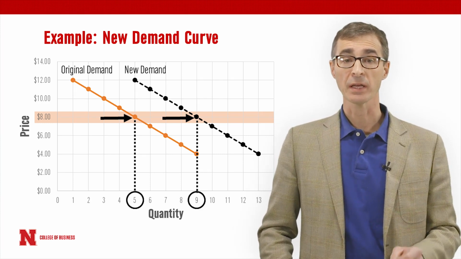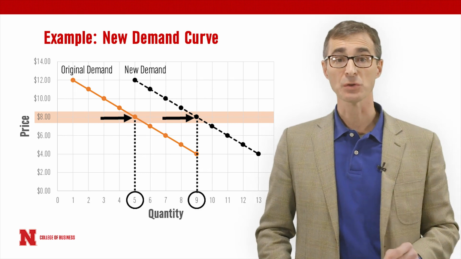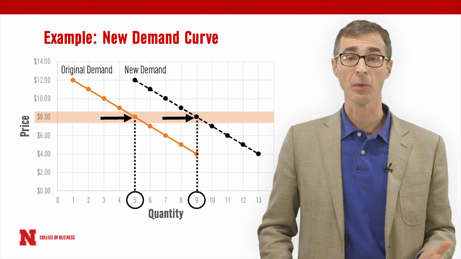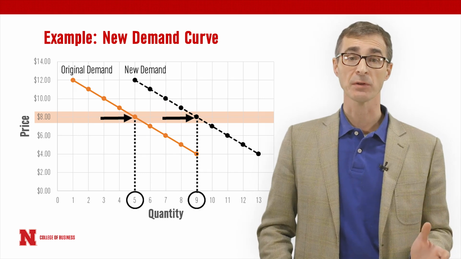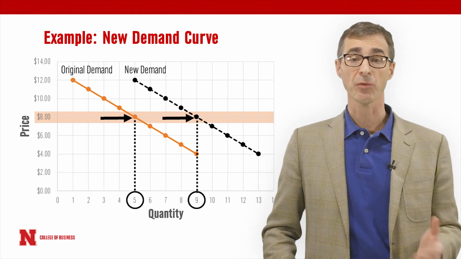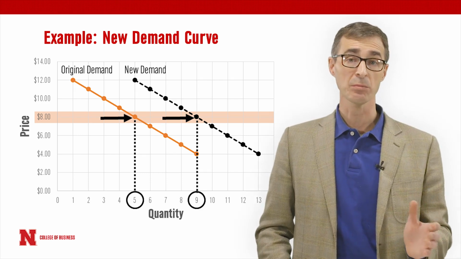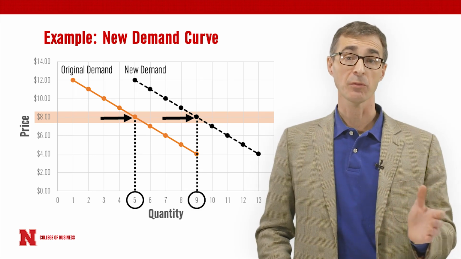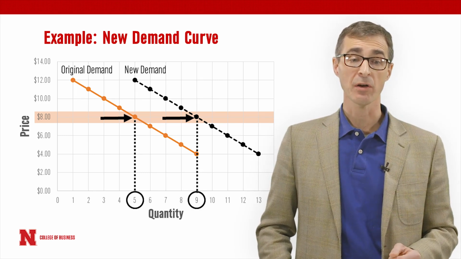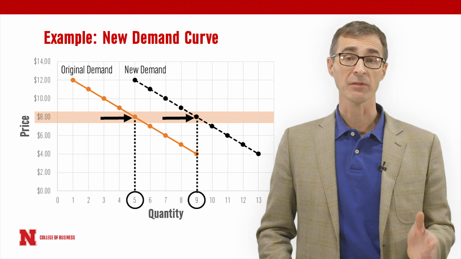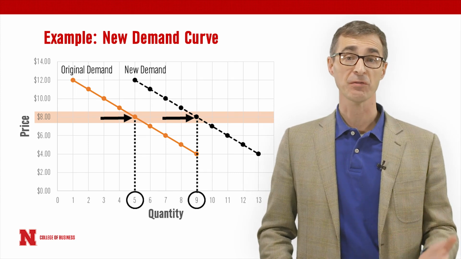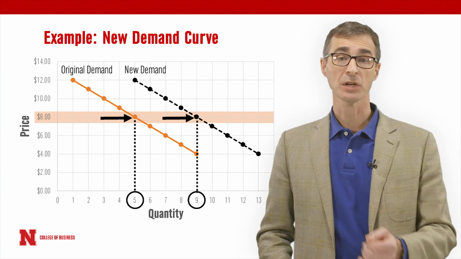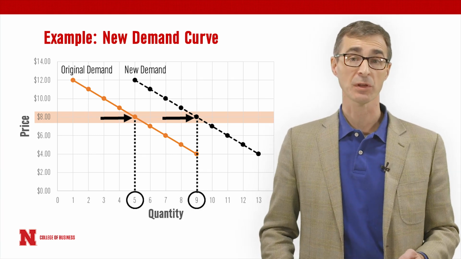What this looks like is a shift to the right of our demand curve. The original demand curve is illustrated here in orange. The new demand curve is illustrated in black. For instance, at any given price, more quantity is demanded. If we look at the $8 price point, for example, now we have 9 units demanded versus the 5 units originally demanded. We've had a rightward shift of this particular demand curve.